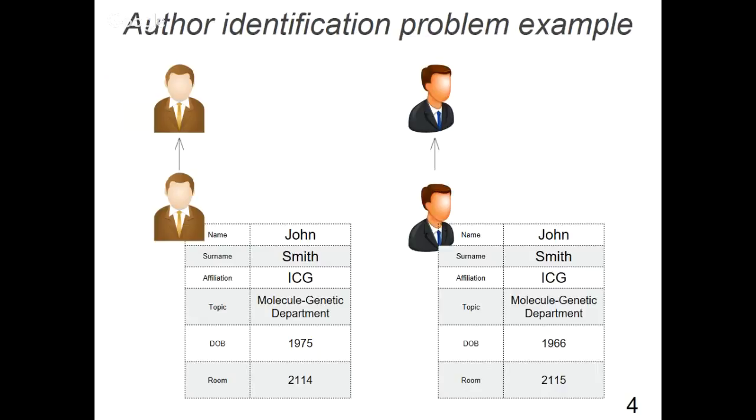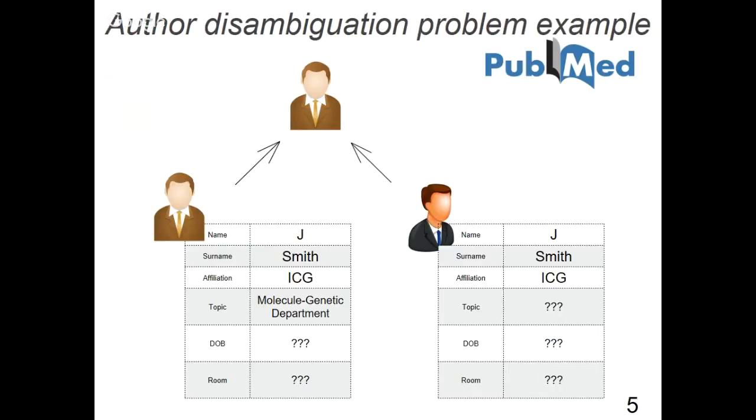But if we want to differentiate between them when they publish, we rely on the information they provided in the article: their name and their affiliation. We don't have, for example, date of birth or room number; we don't have a lot of information. For example, we took this from the PubMed database. In that case, we can misunderstand and think of the second John Smith as the first one and say that this is the same person.